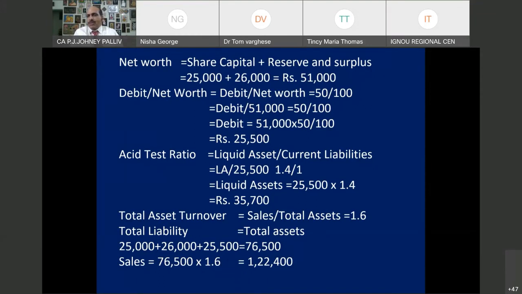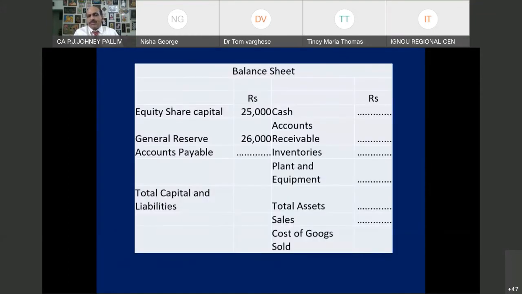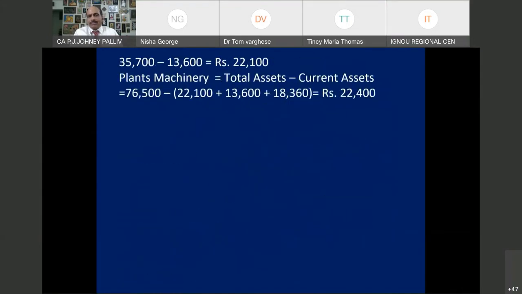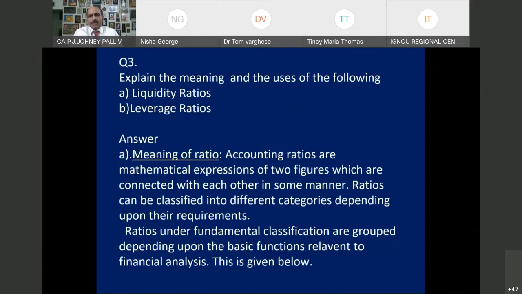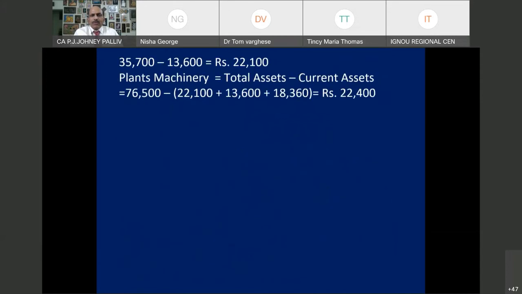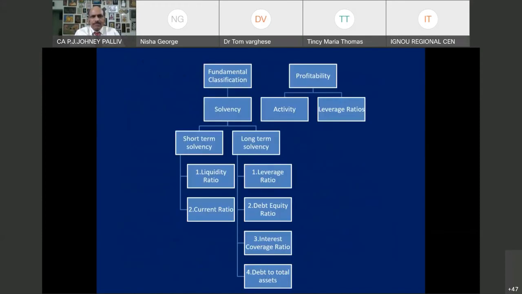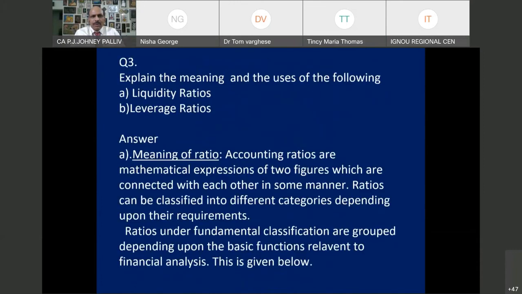Friends, please note that all these are university examinations and very practical examination questions. Now, with this, let me conclude the ratios. Now, we are going to discuss the next chapter, that is called the liquidity ratios and leverage ratios in detail.